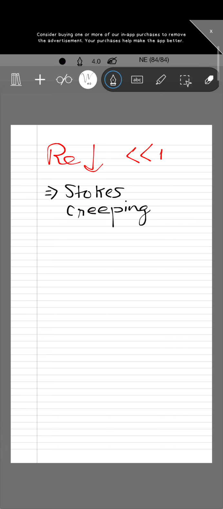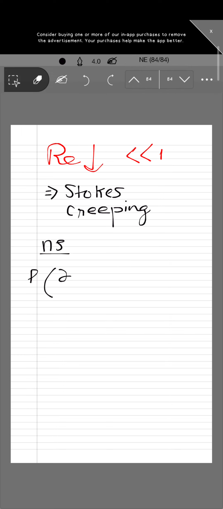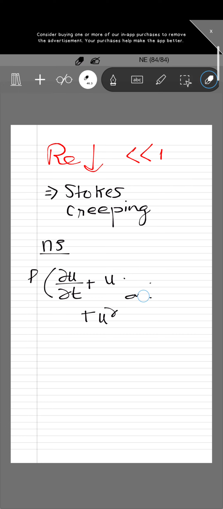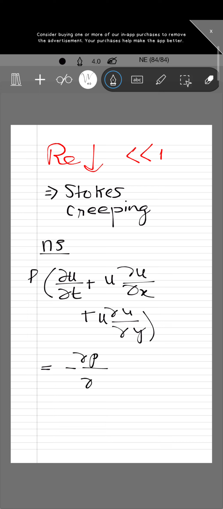Now, the Navier-Stokes equation, if you write it, is basically del u by del t plus u del u by del x plus v del u by del y, and this will be equal to the negative pressure gradient plus another quantity, the viscous term.